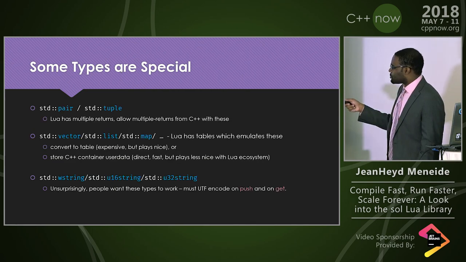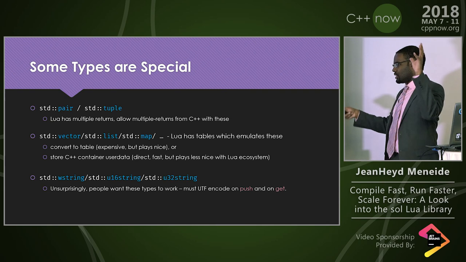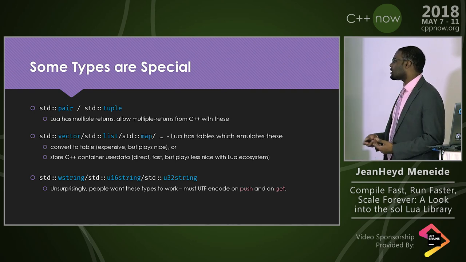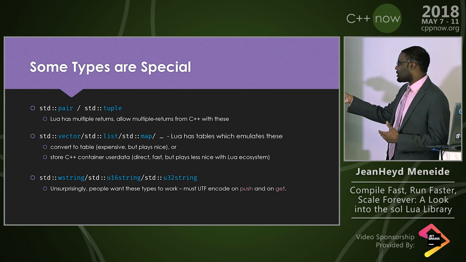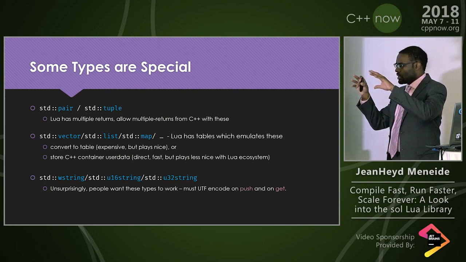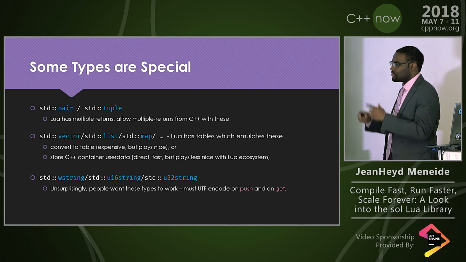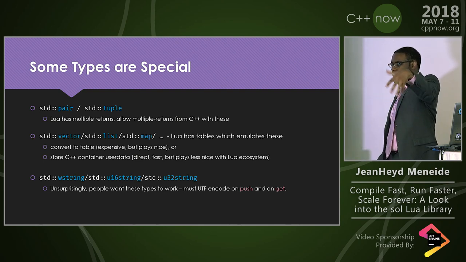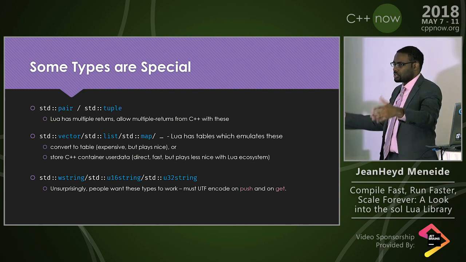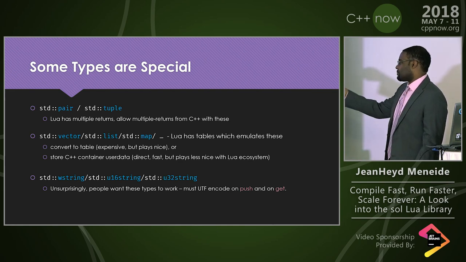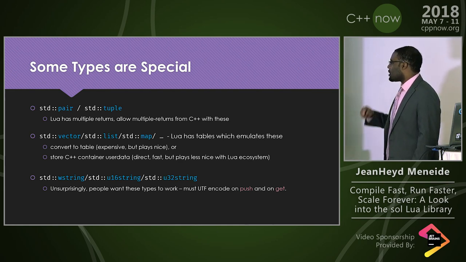So some types are special. For example, I showed you that idealized code example in the beginning, which had tuple and things like that. We specialize the getter for things like tuple and pair, so that if there are multiple returns, we not only allow you to push multiple returns into Lua so that it comes out in the ABC syntax. So if you return a standard tuple, we automatically unpack it into ABC in Lua so that you can access each of the things. And we do the same thing for pairs as well.